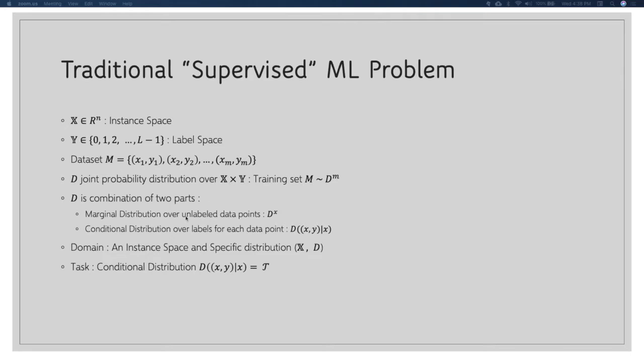And this distribution has mainly two parts. One is the marginal distribution over unlabeled data points. Basically, this marginal distribution allows us to sample the actual images or actual data points for the inference. And then there is a conditional distribution which allows us to predict the labels based on the data samples.